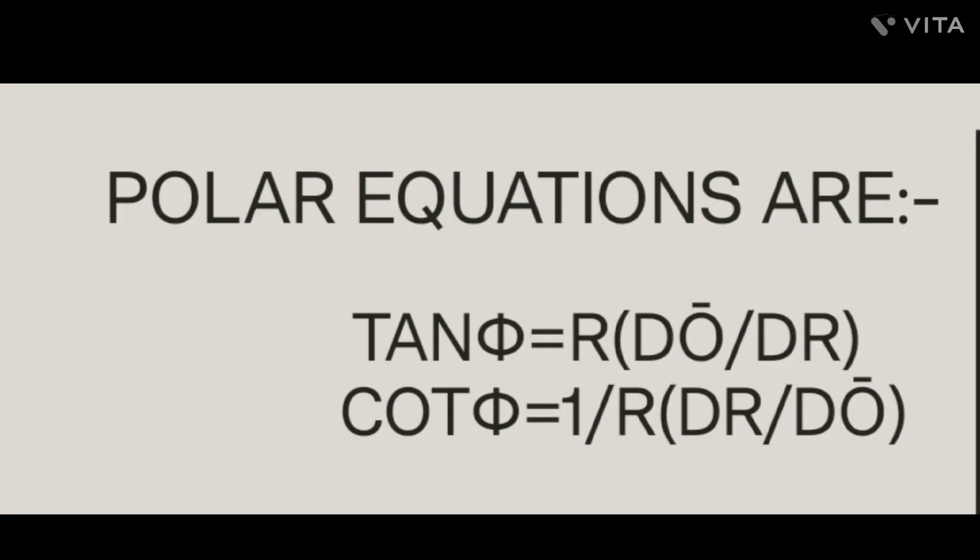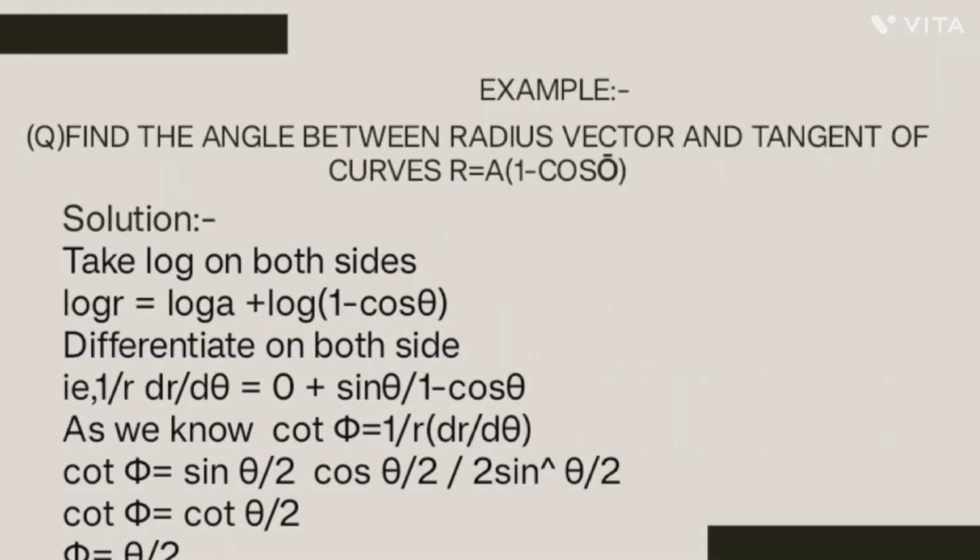The polar equations are tan phi is equal to r d theta by dr, and cot phi is equal to 1 by r dr by d theta. These are the polar equations. Then we'll go for an example now.